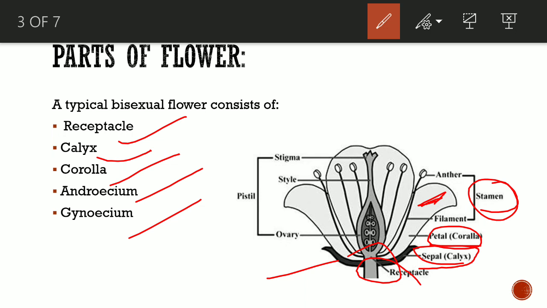Now, what is gynoecium or pistil? It is innermost wall of the flower. It is female reproductive organ of flower made up of one or more pistil. Consists of three parts. First one is stigma, second is style, and third one is ovary.